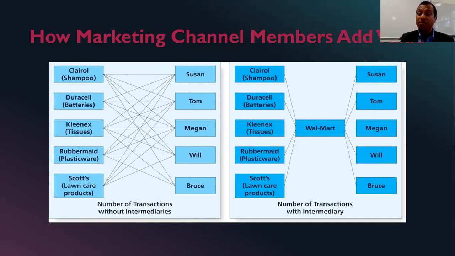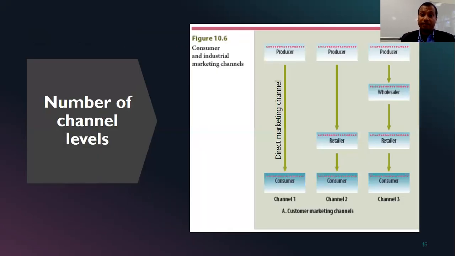So one is the firm and one is the end consumer. You need to add some intermediaries so that the number of communications can be decreased. And this is the way marketing channels add value. They help in lowering the number of communications.